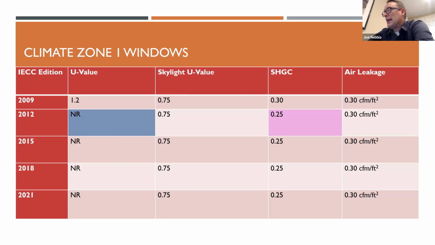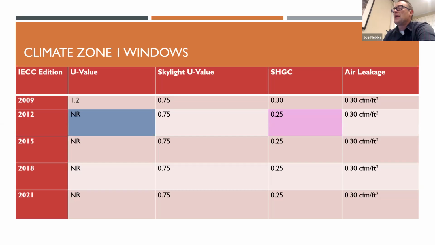Sometimes what you'll find is that the lower solar heat gain coefficient windows also come with a decently low U value. So you will get some insulating performance out of a lot of these windows, despite the fact that the code doesn't require it. But that is a requirement for a 0.25 solar heat gain coefficient in the prescriptive table.